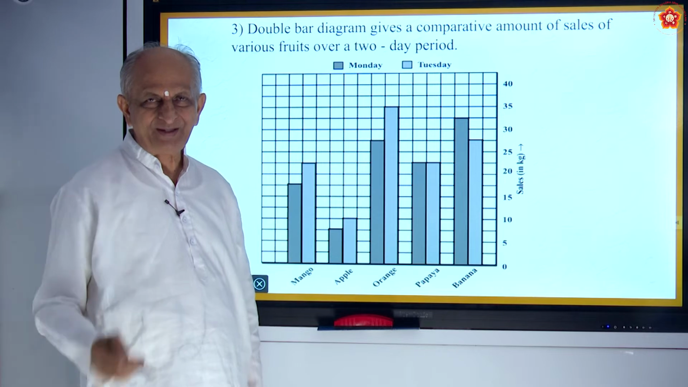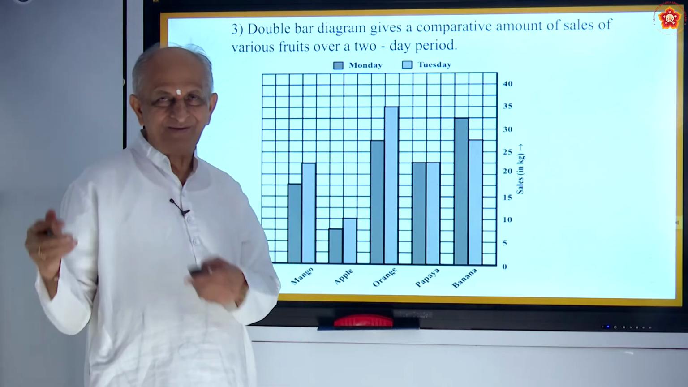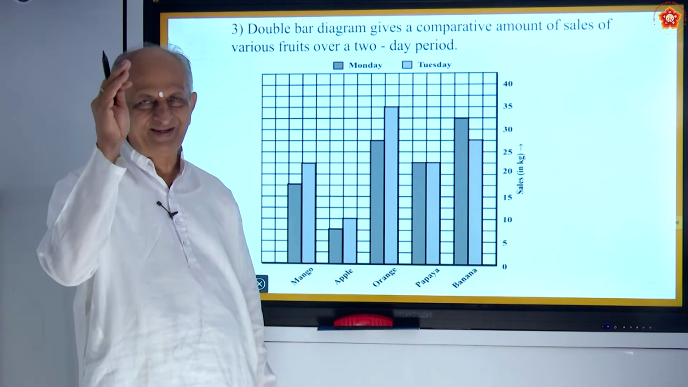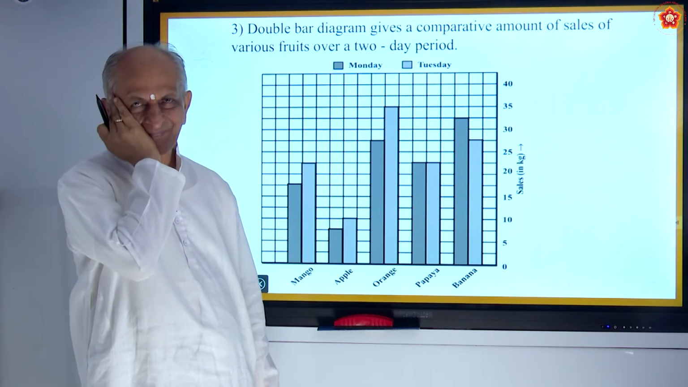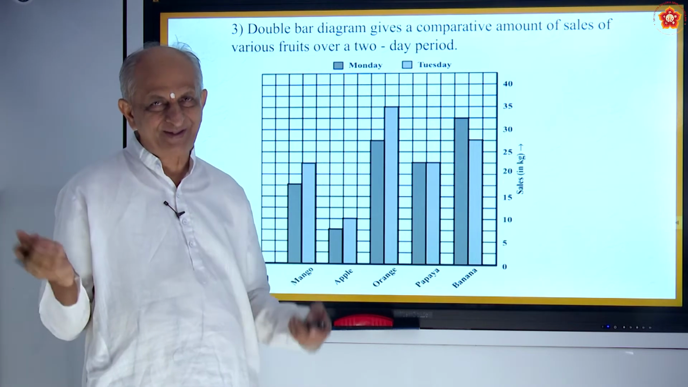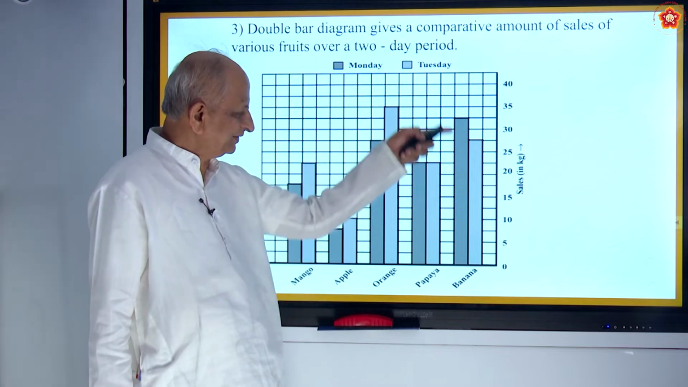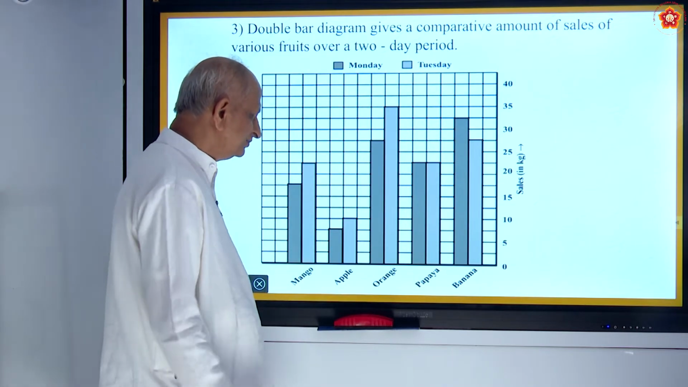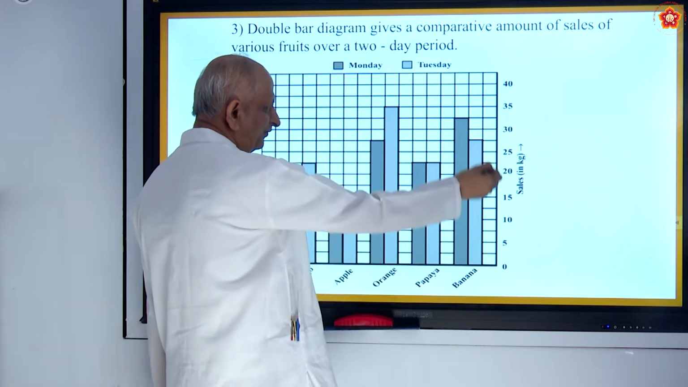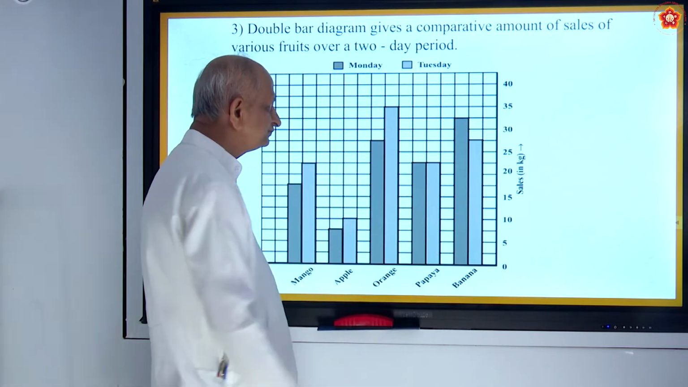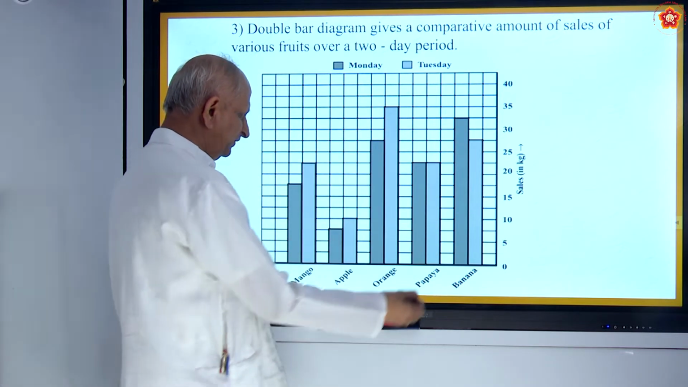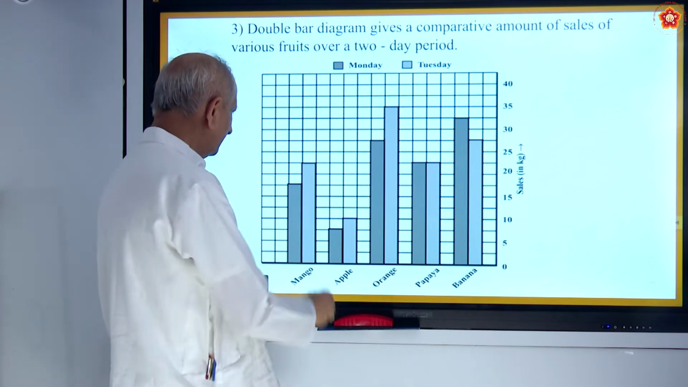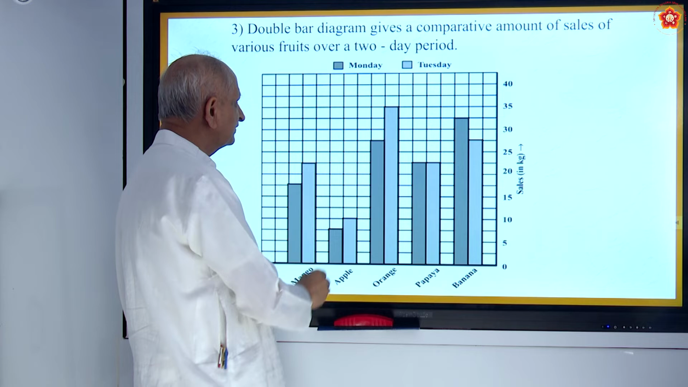How many are business people here? I mean to say sons and daughters of business people. Come on, raise your hand. Okay. So, you may have different kinds of business. This is about a business of fruits, a fruit stall. So, in a fruit stall, this is the sales of the fruits in kgs on the y-axis. On the x-axis, names of fruits. And these are the 2 days of business.